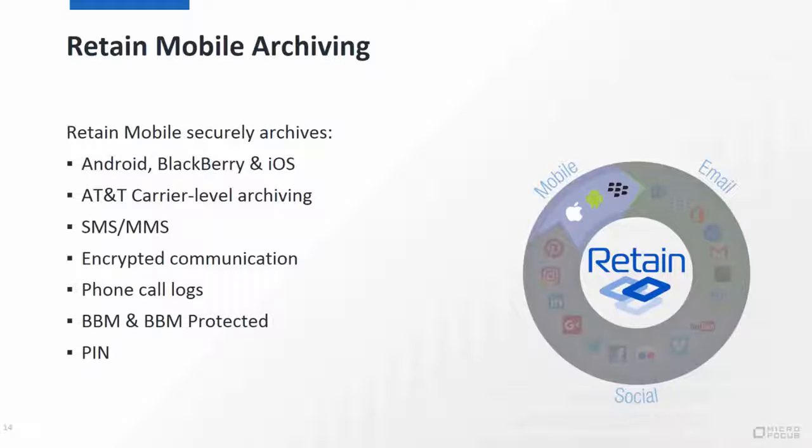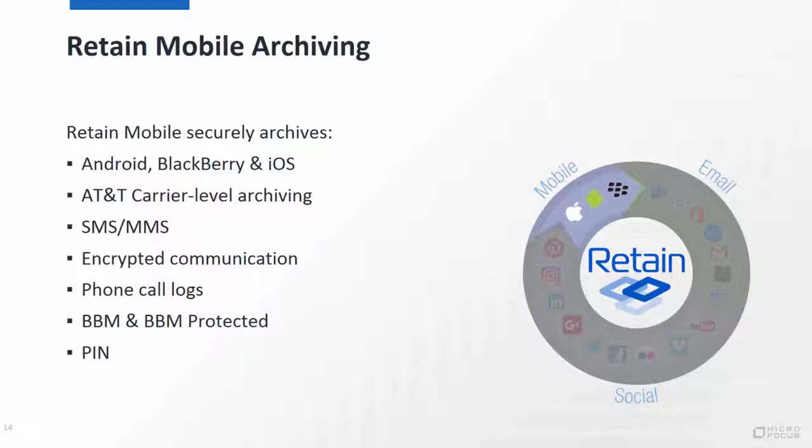So for Android and BlackBerry, for BlackBerry in particular, we will tie directly to the BlackBerry Enterprise Service and be able to pull the messages down from there. That would be text messages, BBM, PIN messages, phone call logs, etc. For Android, we would have an app that sits on the Android device, and we would pull down all the text messages and phone call logs directly from the Android device.